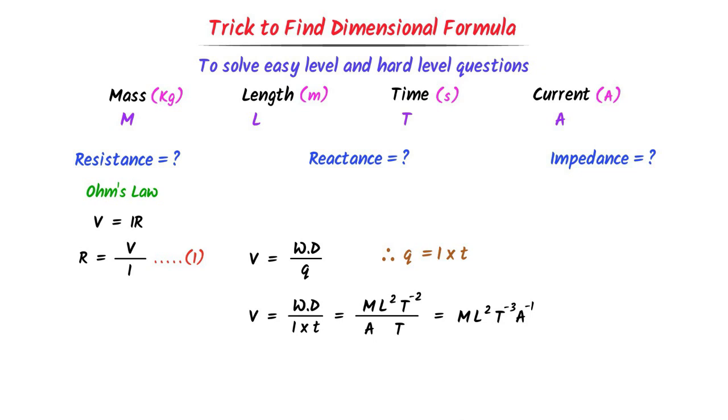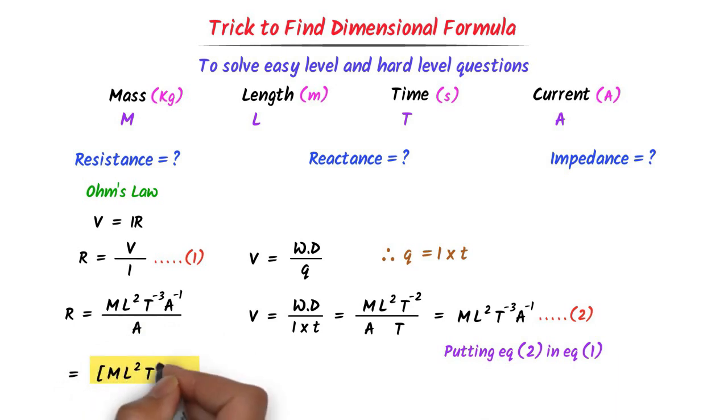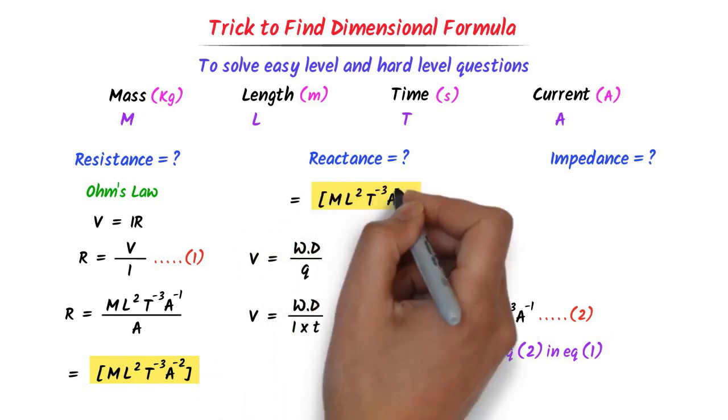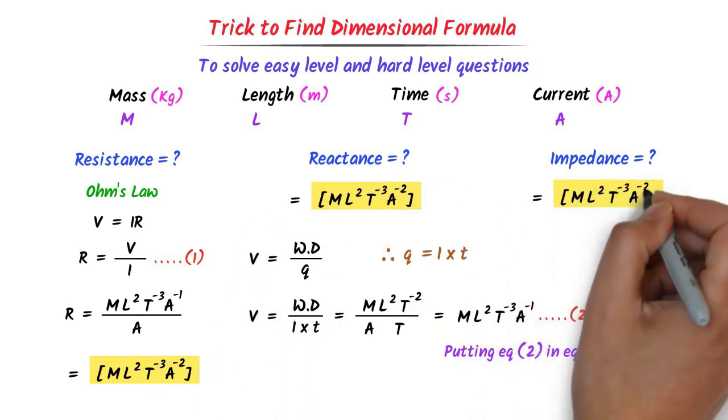Hence the dimensional formula of voltage is mL squared t to the power negative 3 A to the power negative 1. Let this be equation number 2. Now I plug in equation number 2 into equation number 1. R is equal to the dimensional formula of voltage, mL squared t to the power negative 3 A to the power negative 1, upon the dimensional symbol of current, which is A. I get mL squared t to the power negative 3 A to the power negative 2. Hence the dimensional formula of resistance, reactance and impedance is mL squared t to the power negative 3 A to the power negative 2.